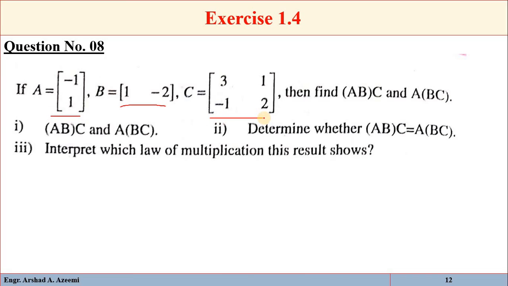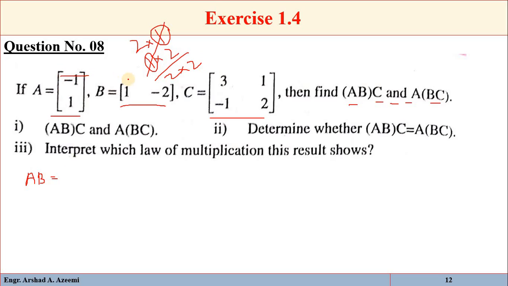equal to this one, 3 matrices are given, then find AB multiplied by C and BC multiplied by A. Okay, so first find out AB. See, the order of matrix A is 2 by 1, the order of matrix B is 1 by 2, so the number of columns of A is equal to the number of rows of B, so the multiplication is possible, the order will be 2 by 2. Okay, now just multiply it.